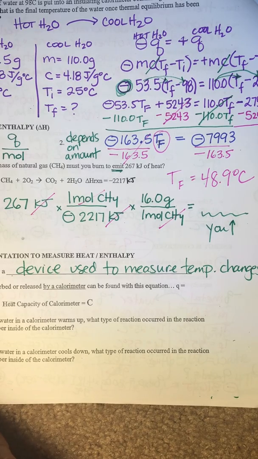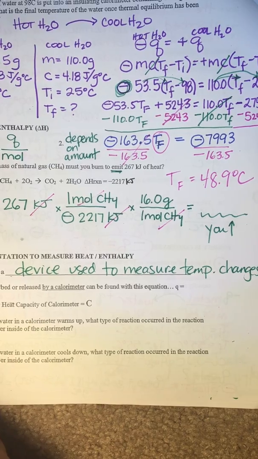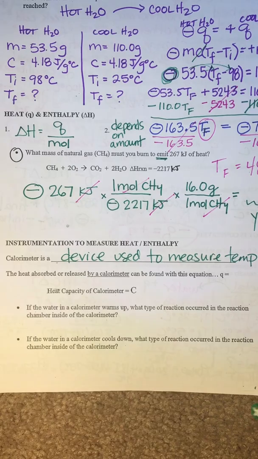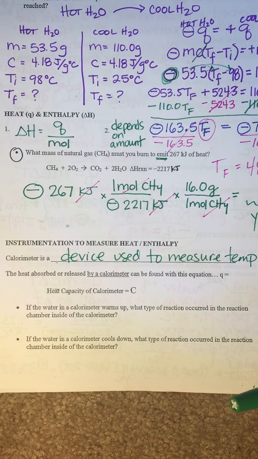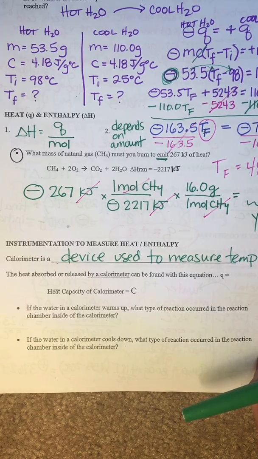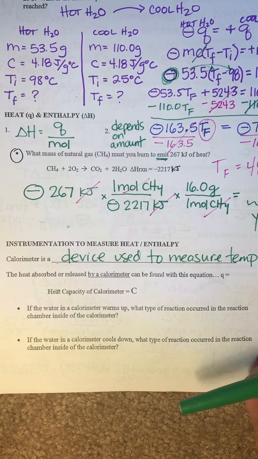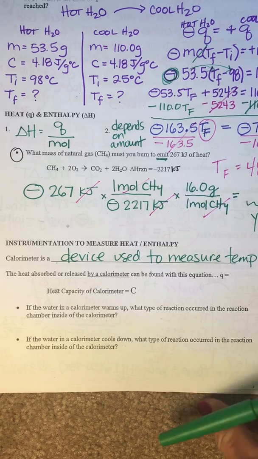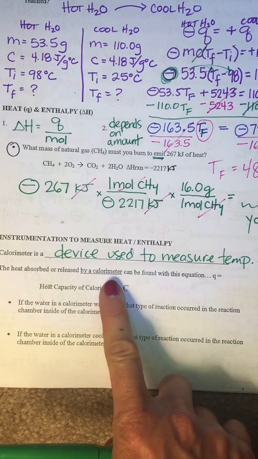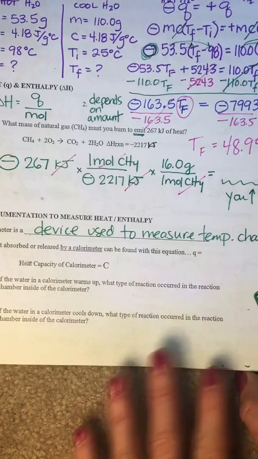Now, there can be fancy bomb calorimeters that we use in the lab, and there's a picture on the next page. I talked about making a homemade calorimeter at home out of insulating styrofoam cups and a lid, and putting a thermometer into that. So our second equation, we've been using the MCAT equation in the previous problems. There is another way to find the heat of a reaction when you have a slightly different variable. So it says the heat absorbed or released by a calorimeter can be found with this equation.